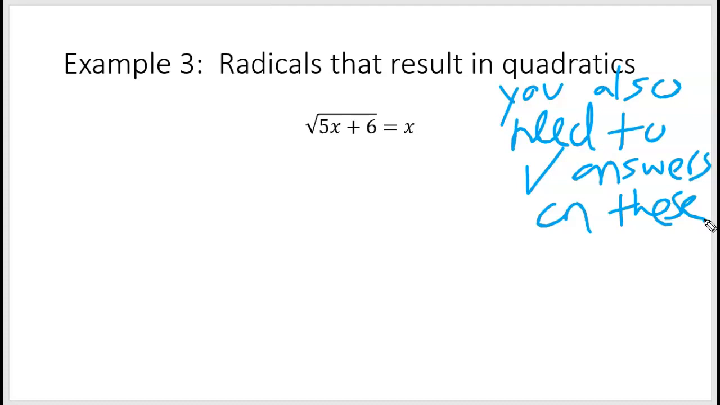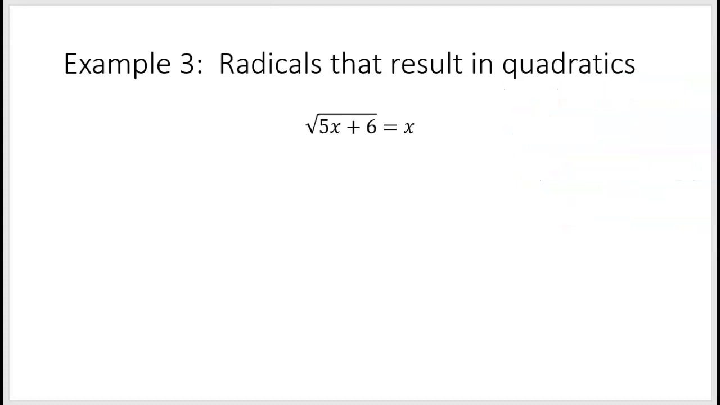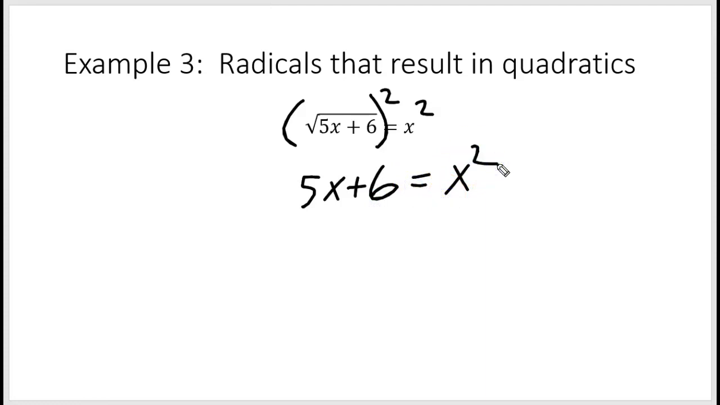Okay, now notice the title here. This one is called Radicals that Result in Quadratics. So you'll see what I mean as we go through the problem. In this case, we have a radical that's equal to not a number, but a variable. So whenever I square both sides, I actually end up with this. Now that's a quadratic. Anytime you have an x squared, you're dealing with a quadratic.